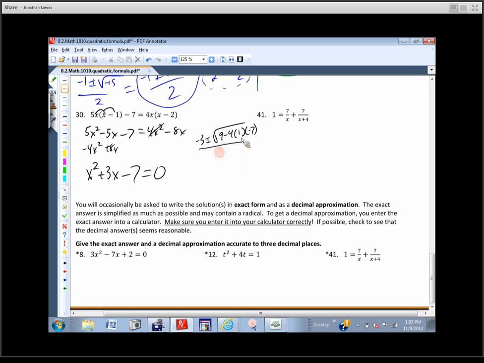Is it positive or negative? It is positive. So we're going to have 9. We're going to be adding 28. So that's going to be 37. Negative 3 plus or minus radical 37 over 2. And really, that's not that bad, is it? It's almost nice when they're that ugly, if you've got a prime number underneath the radical, because really there's not much you can do with it.